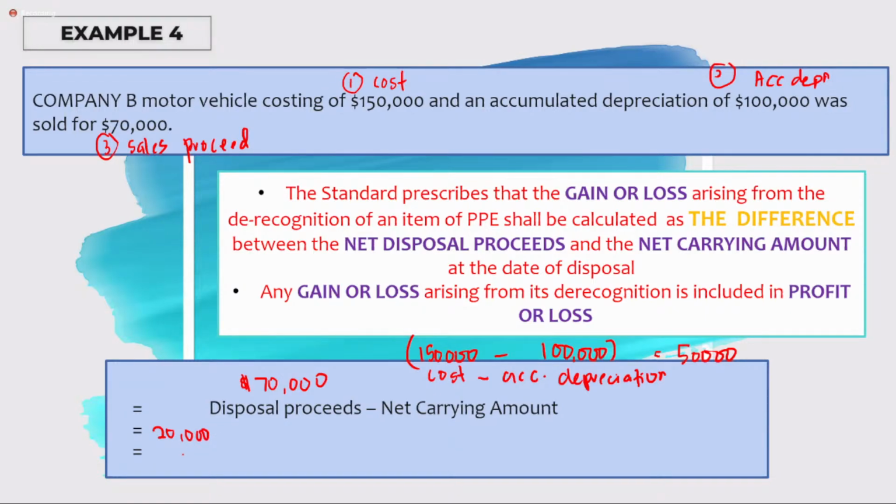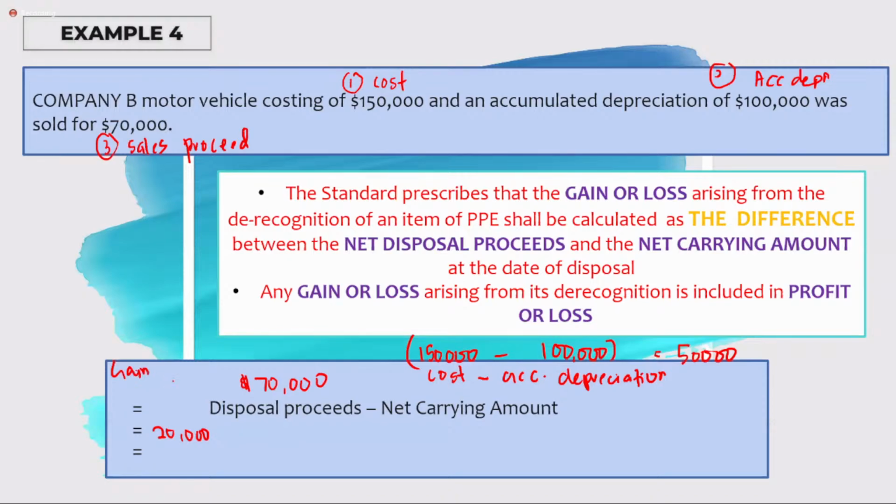Positive or negative value? Is the 20,000 positive, right? If positive value, so when the disposal or the sales proceed is more than the carrying amount, what is the result? Gain or loss? Gain. All right, it is a gain on disposal.